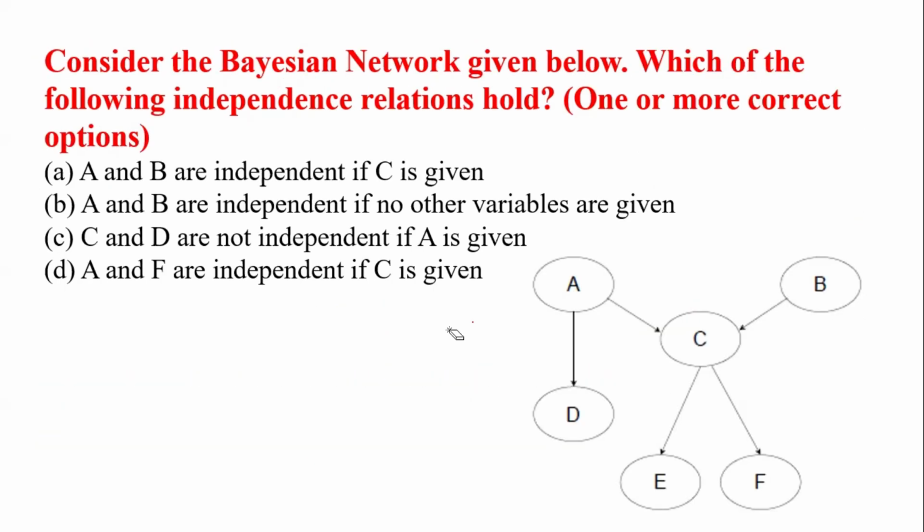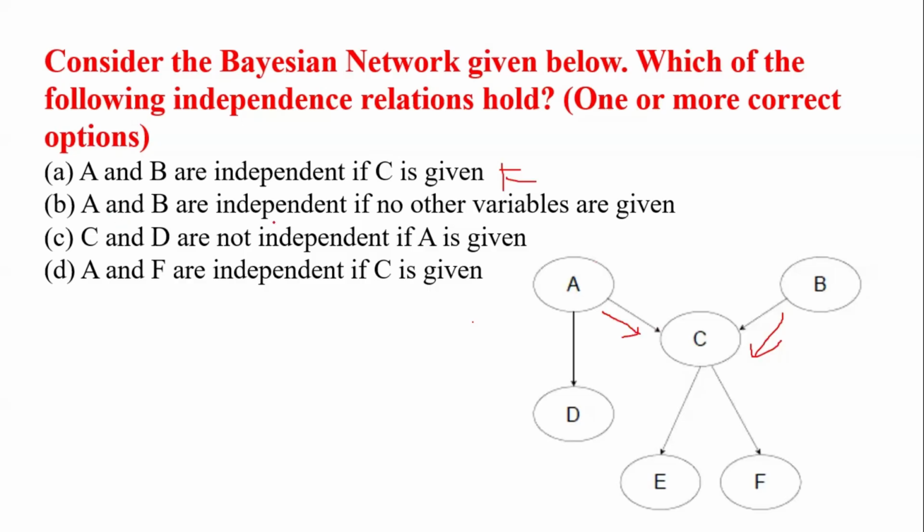Now coming to the next question. Option A: A and B are independent if C is given. That means if C is not there, then A and B are independent. Now, see the arrow. The arrow is in this way, and the head of the arrow is in this way. So A and B are always independent, whether C is there or not. So that means it is false. It says that if C is not there, then A and B are independent, which is false, because A and B are always independent by seeing this arrow.